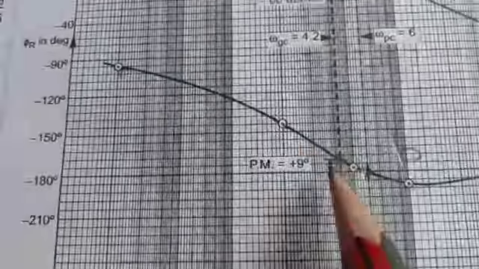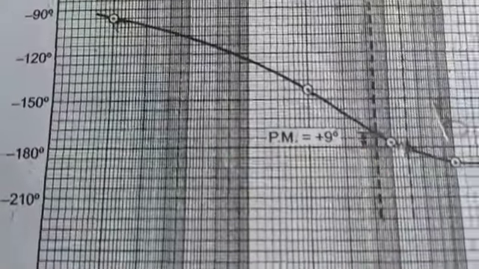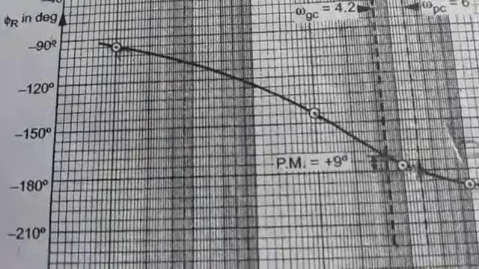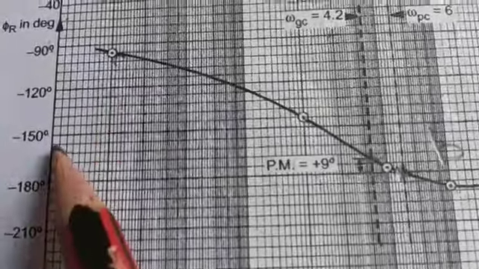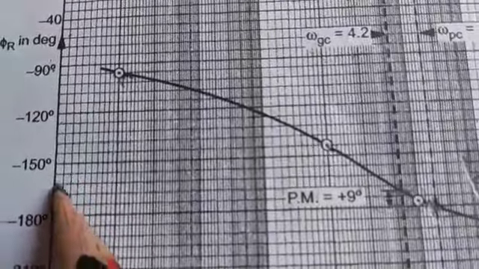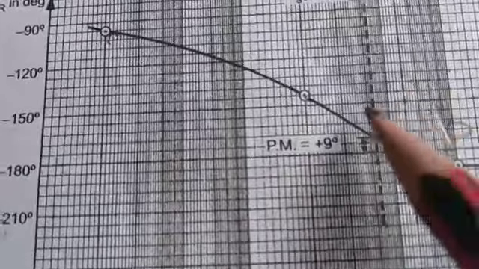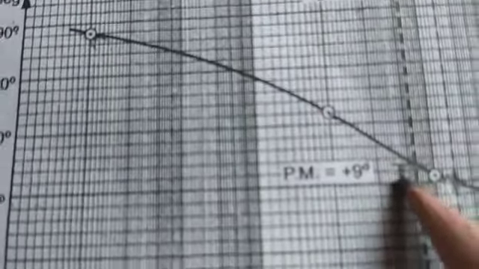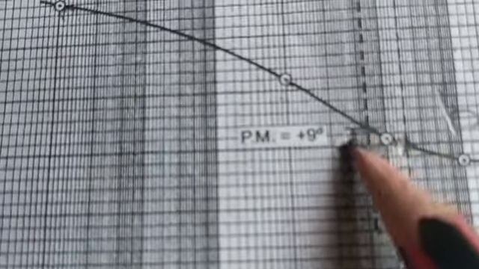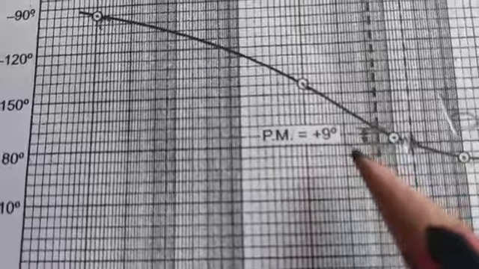Here you can see that is minus 180 and 150. How much is the difference? 30. How many lines are there here? 1, 2, 3, 4, 5. That is each line 6. Above 6 it is. You can see this is above 6. So plus 9 degrees.